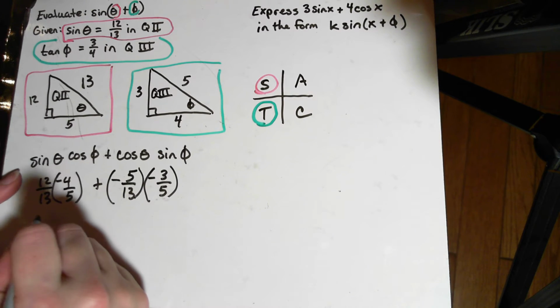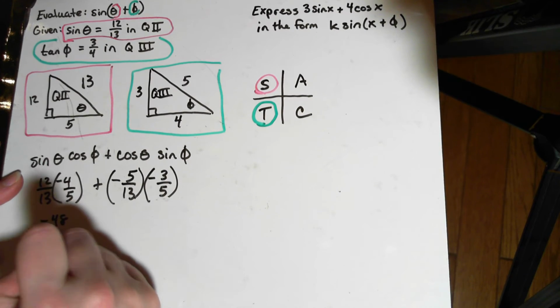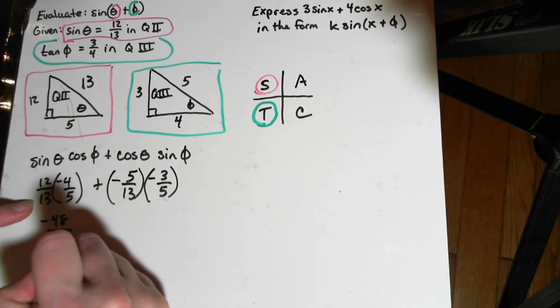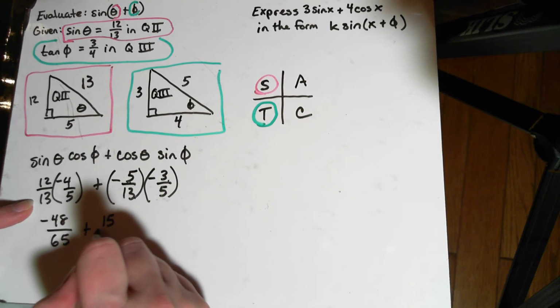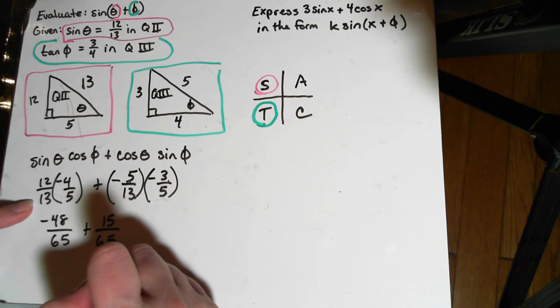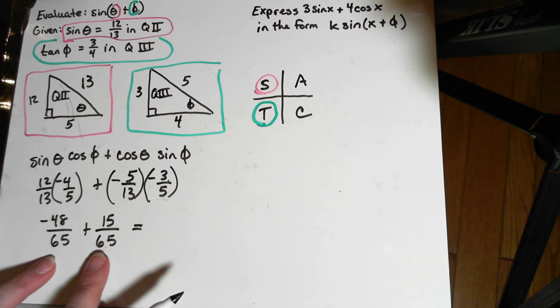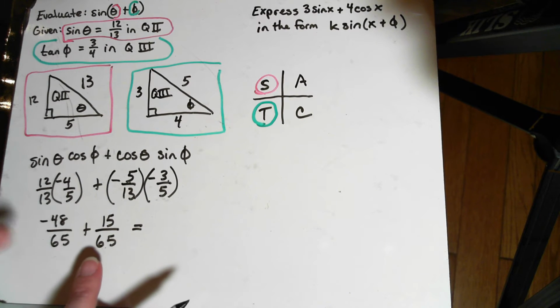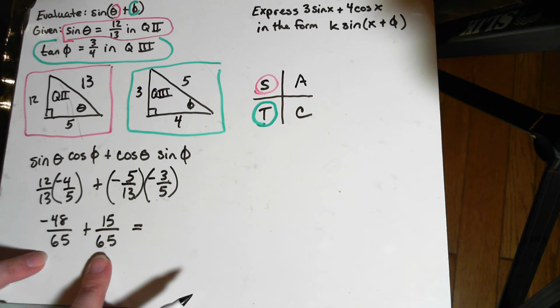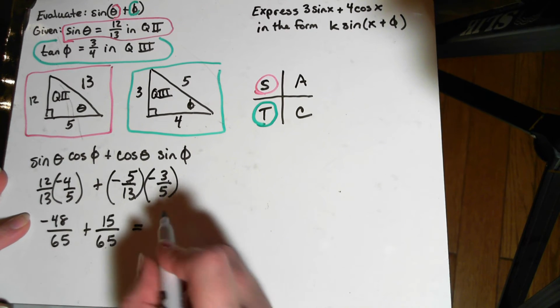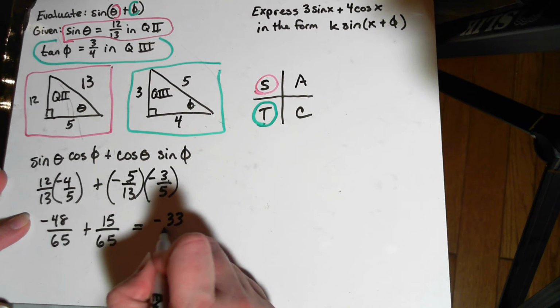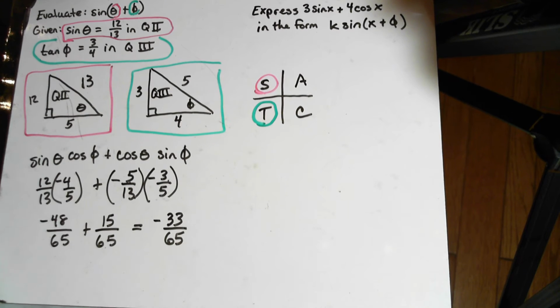12 times -4 is -48. 13 times 5 is 65. -5 times -3 is 15. 13 times 5 is 65. They have common denominators, and I never reduce these fractions because chances are you're going to get common denominators if you don't reduce. So I leave them until the very end to reduce. -48 plus 15 is -33 over 65. And that's my answer for that question.